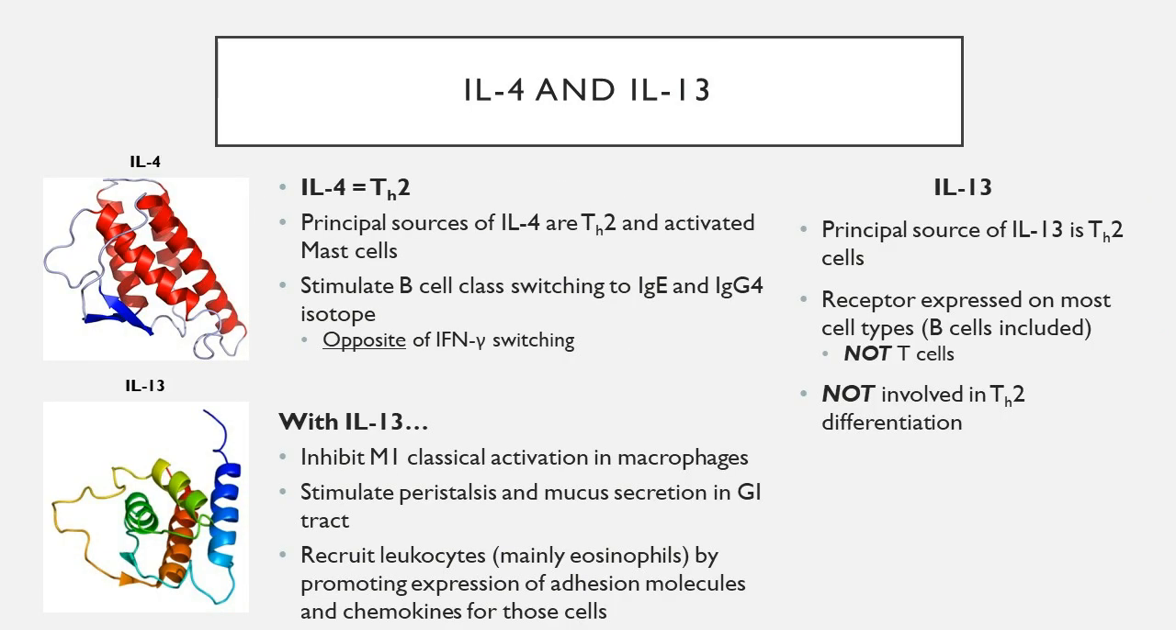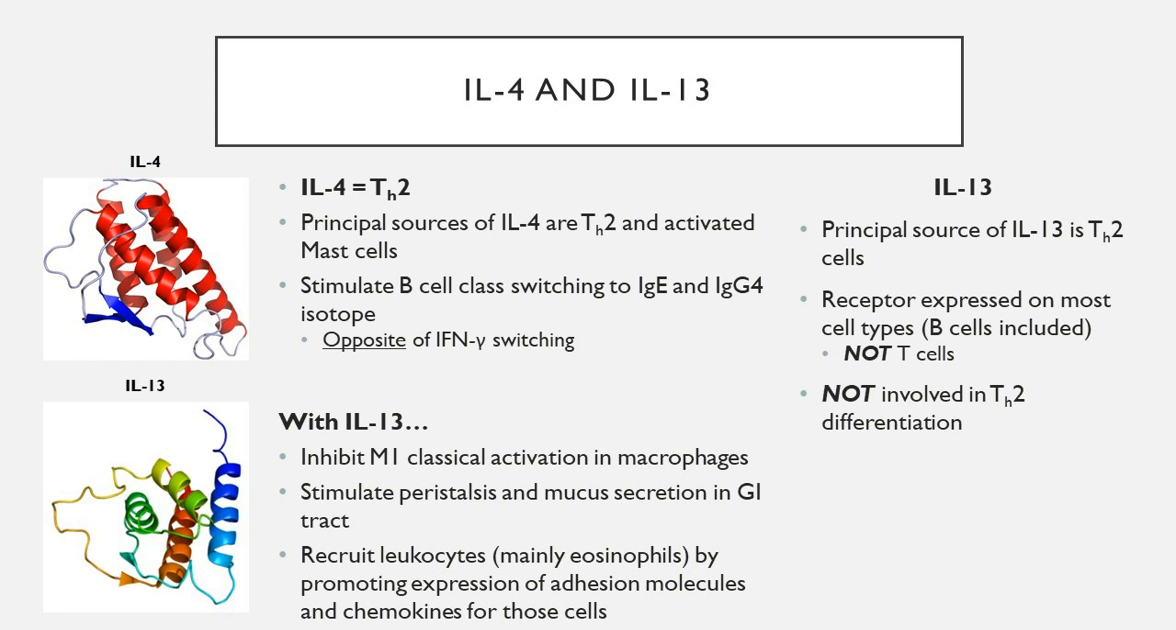Now, because IL-4 is the signature cytokine of this particular subtype, I want to talk about that a little bit more in detail, and also some of the other cytokines that work on it, primarily IL-13. So the primary sources of IL-4 are the fully differentiated Th2 subtypes, activated mast cells, and to a lesser extent, eosinophils. These are the cells that we're going to associate with the Th2 subtype. Furthermore, IL-4 stimulates B cell class switching to the IgE and IgG4 isotypes, which help act on mast cells and eosinophils. And as you know, this is the exact opposite of IFN gamma.